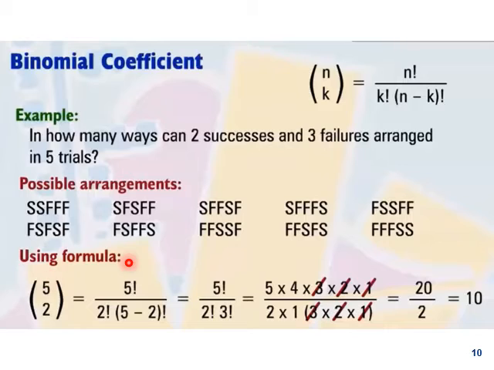If we use the formula, that is 5 choose 2, we take 5 factorial divided by 2 factorial multiplied by (5 minus 2) factorial. We do the calculation and the answer is 10. So we already know that there are 10 ways, and what we saw here we also got from the formula.